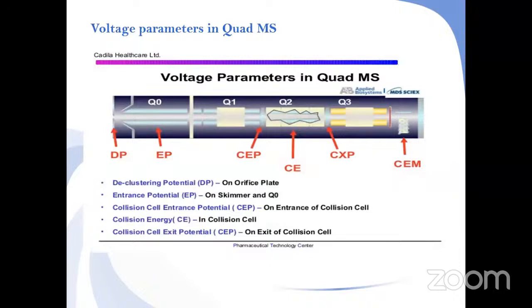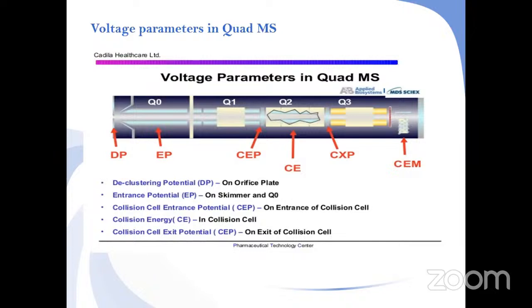That includes some of the salient points about Q0, Q1, Q2, Q3. First, the voltage related points include declustering potential, DP, on the orifice plate, whereas the potential required at the skimmer and Q0 is the entrance potential, EP, and CEP, the collision cell entrance potential.